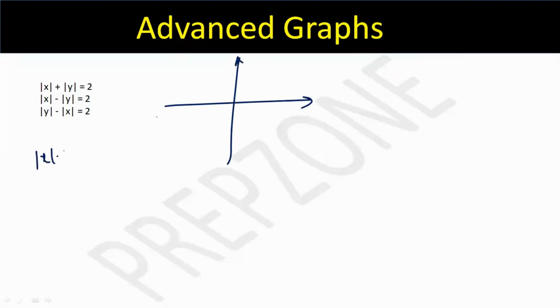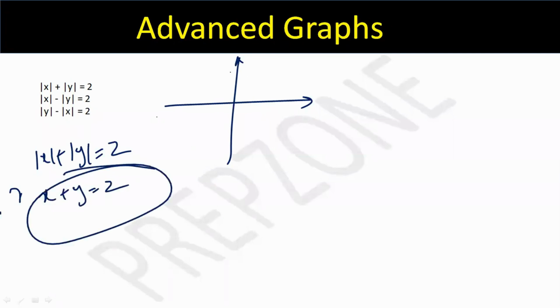देखो, first thing is mod x plus mod y equals to 2, right? So we know this graph has to be symmetric about all the 4 quadrants, because x की जगह minus x डालो, same है, y की जगह minus y डालो, answer same आएगा. So this has to be symmetric about all the 4 quadrants. That is the first thing. ठीक है? Which means just take any one quadrant, say x plus y equals to 2. Right? x plus y equals to 2. How do we plot this graph?